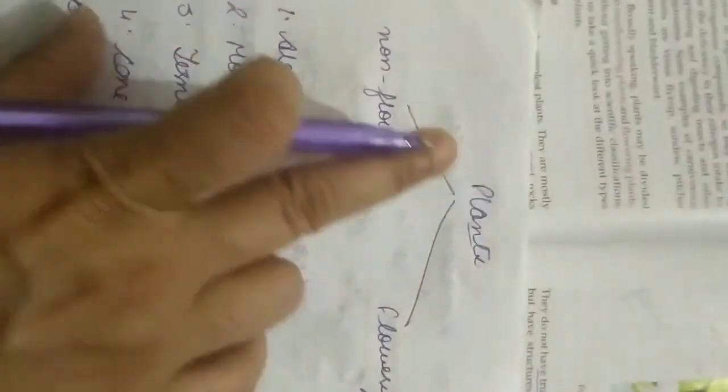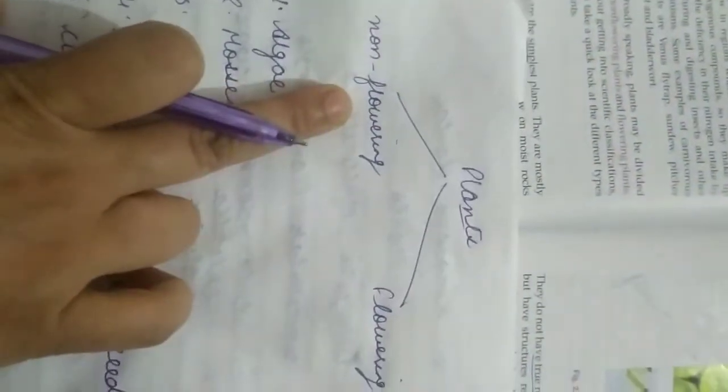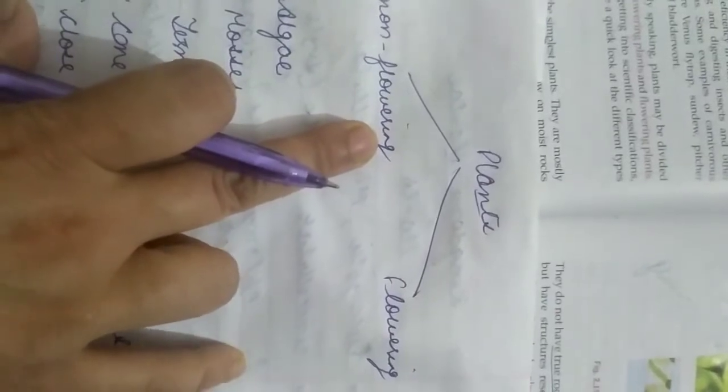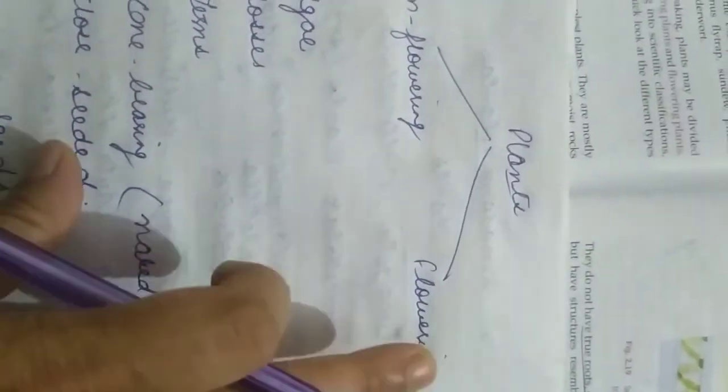Then students, plants are divided into two types known as non-flowering plants and flowering plants. Non-flowering plants are the plants which do not bear flowers, and flowering plants are those which bear flowers. Now we will discuss some different types of plants.